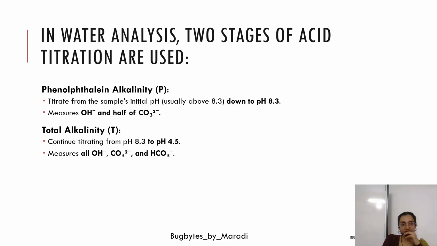Okay. Fine. So, water analysis, I've already told you there are two stages of acid titration. Okay, phenolphthalein alkalinity and total alkalinity. Titration from the sample's initial pH, which will usually be 8.3 down, you're actually measuring the PA. The total alkalinity will be continuing from 8.3 to 4.5. You will be getting the TA answer.